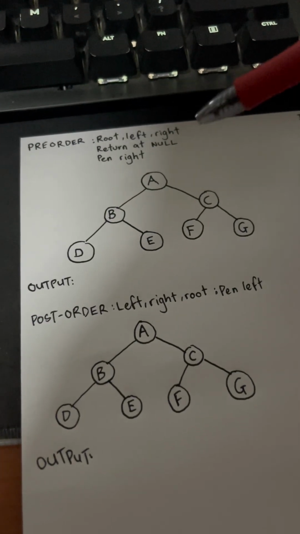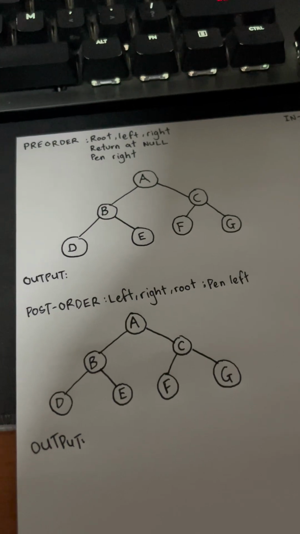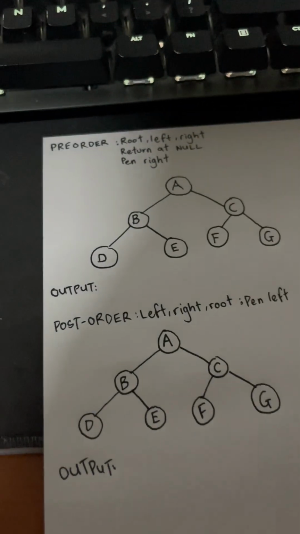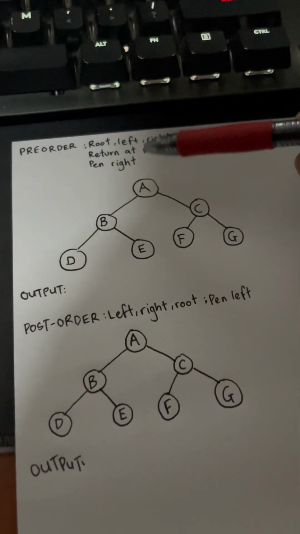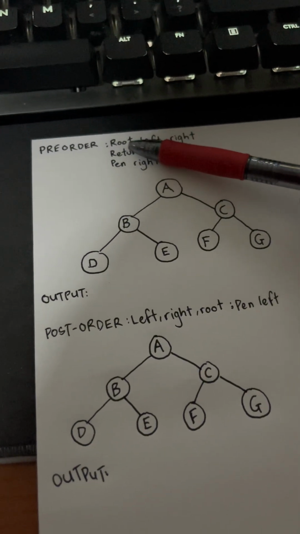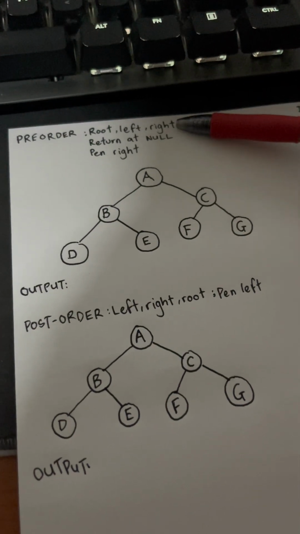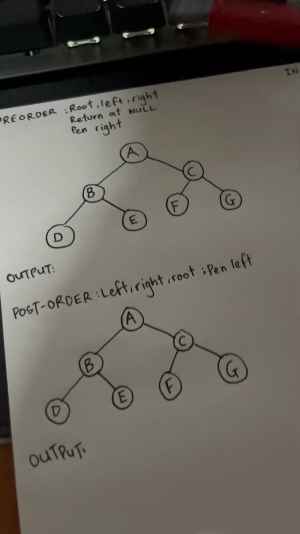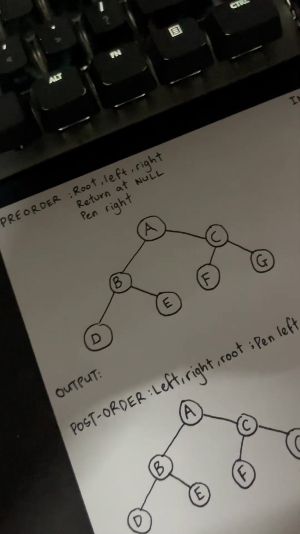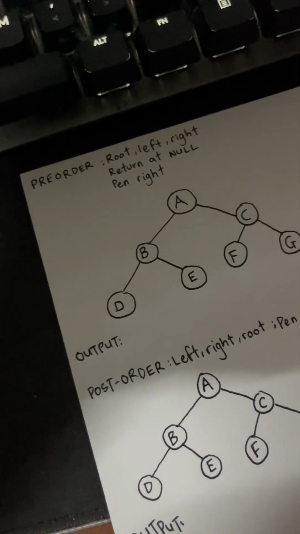Hi students, I just quickly want to teach you guys binary tree traversal. So we'll start with pre-order. In pre-order, these are the steps. Root, so we visit the root, then left, then go right, and we return at null. So at each node, we have to execute those steps in pre-order, right?